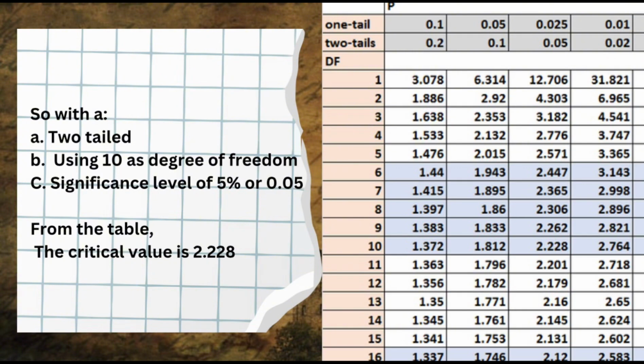In the next slide, with a two-tailed test, using 10 as the degrees of freedom and a significance level of 5% or 0.05, we refer to the t-table. From the table, the critical value is 2.228.